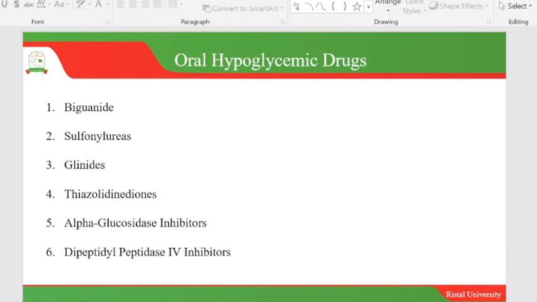Let's look at the oral hypoglycemic drugs. So these drugs include the following. We have the biguanides, sulfonylureas, glinides, thiazolidinediones. Then we have alpha glucosidase inhibitors. Then we have dipeptidyl peptidase 4 inhibitors.